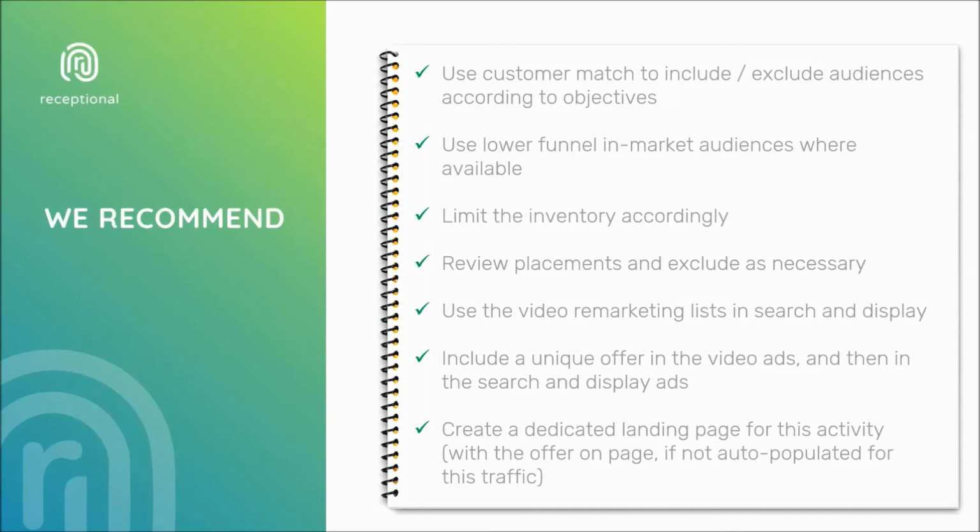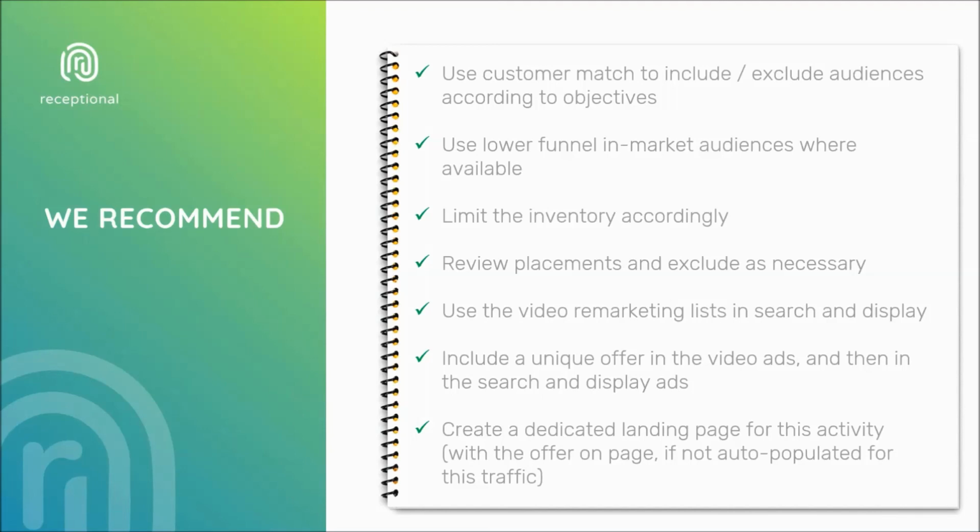So as I said, it really is just a case of running the campaigns, and there's a lot of checks and balances you can implement to ensure that you set everything up in the right way. But as the campaign does run, you do need to keep an eye on it, not just for optimization purposes, but also just to ensure that you're getting the placements that you want, and you're excluding those that you don't want as you go. And then using the video remarketing list in search and display. So as I said, tying all of this activity together.